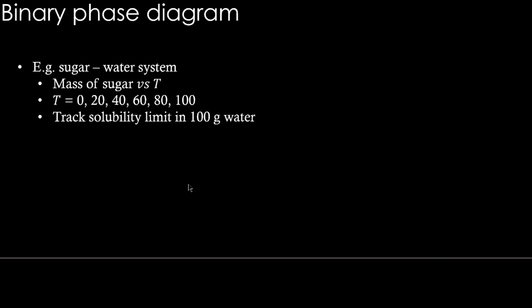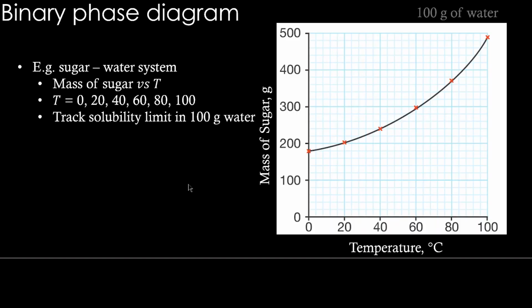So let's do one thing. In this system, we are going to draw mass of sugar versus temperature, and we are going to choose these different temperatures 0, 20, 40, 60, 80 and 100, and we are going to track the solubility limit in 100 grams of water. So we are going to take 6 different glasses of water with 100 grams each, and we are going to keep adding sugar into each of them, but we will be keeping them at different temperatures, 0 to 100 degrees Celsius at 20 degree intervals, and see how much is the solubility limit of sugar. So if we track that, we will be getting a diagram like this.